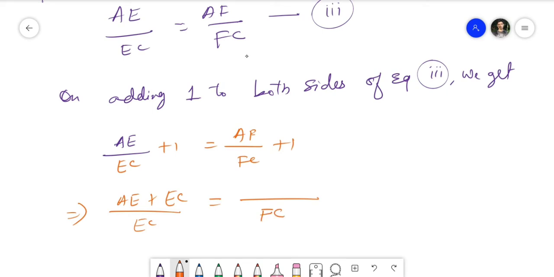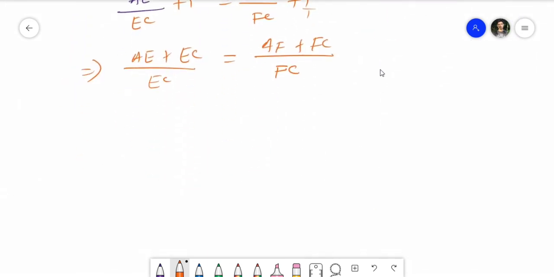LCM, FC. FC divided by FC, you will get 1 into this, AF, and if you multiply this one to this, it will be FC. I hope you know the multiplication, because downside 1, if you divide by this, you'll get the same thing. So multiply 1, you'll get the FC only. Okay, I hope you have understood.